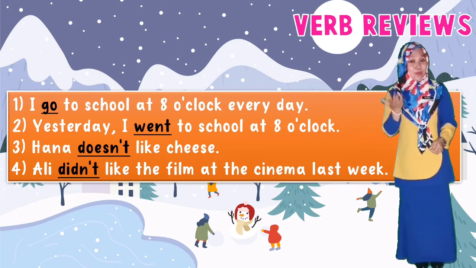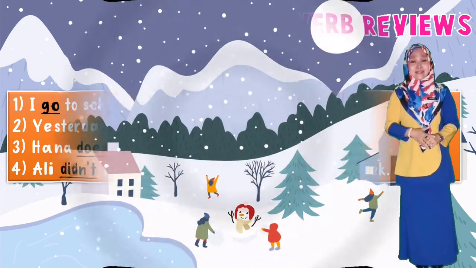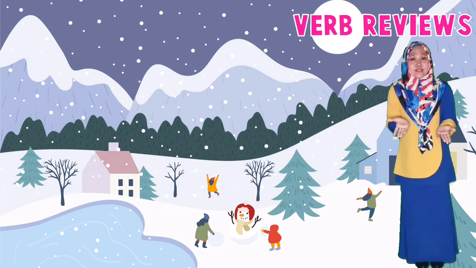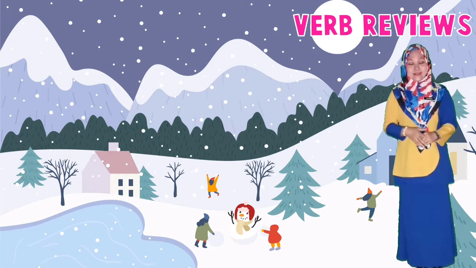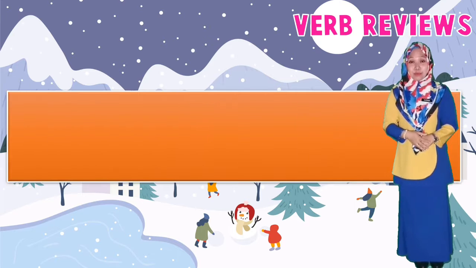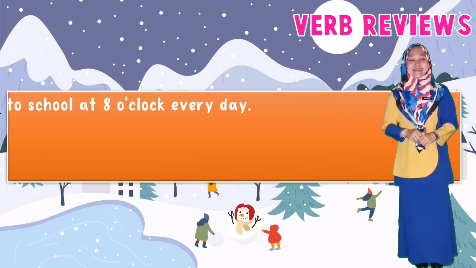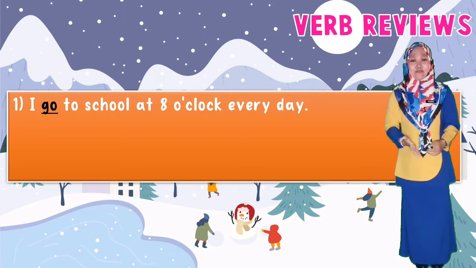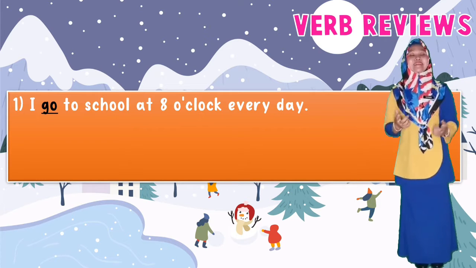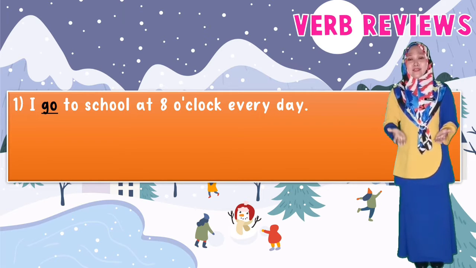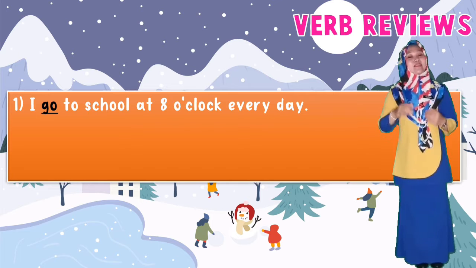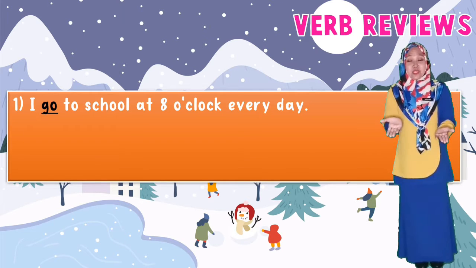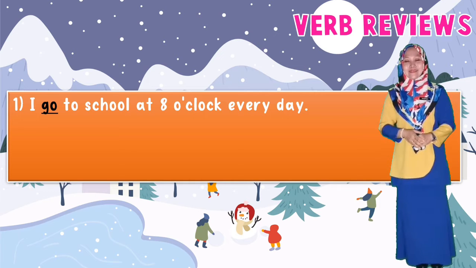Why do we use go and went in the sentences? They needn't use words like past or present. Let me show you. Sentence number 1. I go to school at 8 o'clock every day. Sentence number 1, because it's every day. The words every day are used in the sentence, which means present.